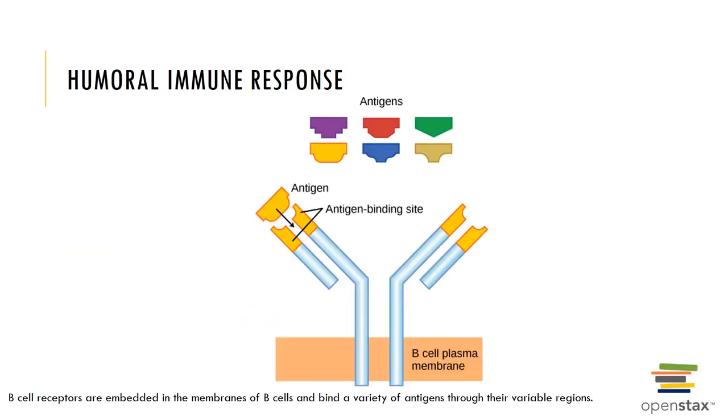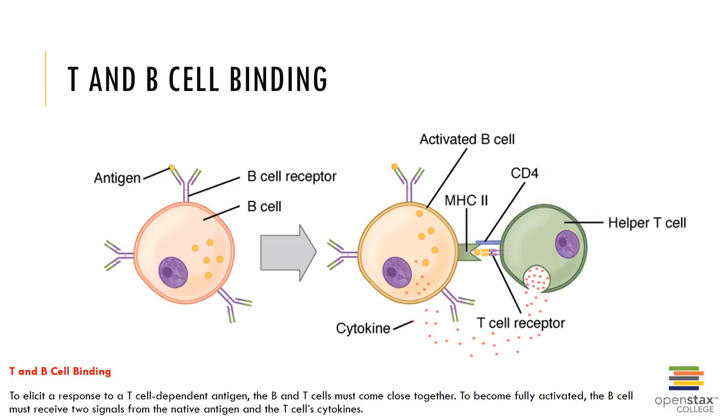The antibody structure, here you can see T and B cell binding to elicit a response to a T cell dependent antigen. The B and T cells must come close together, and to become fully activated, the B cell must receive signals from the native antigen and the T cell cytokines.